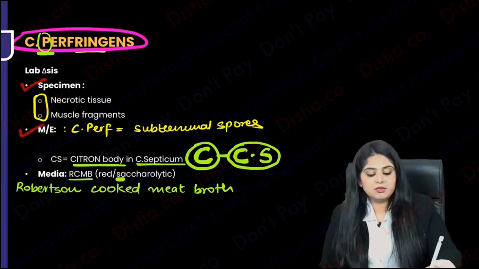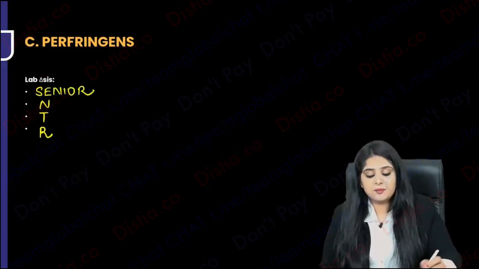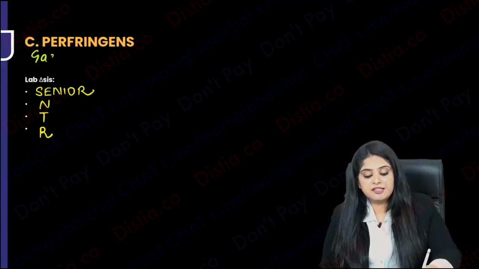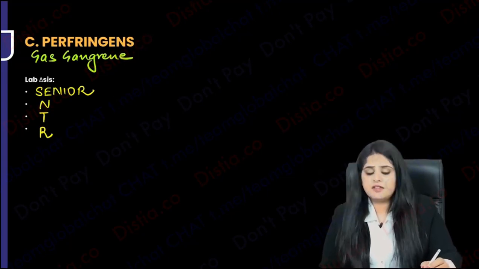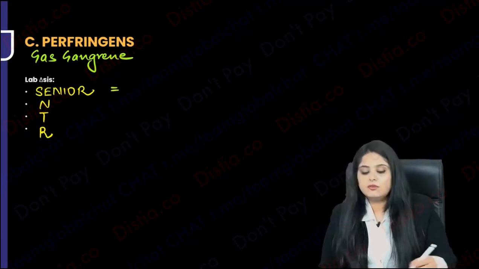So specimen done, microscopy done, media done. But abhi to there's a long way of things that are gonna come. Remember, this perfringens is the one which causes gas gangrene. That has a mnemonic called senior NTR. Very famous mnemonic. Senior NTR, so means what? So first I'll tell you the full form.